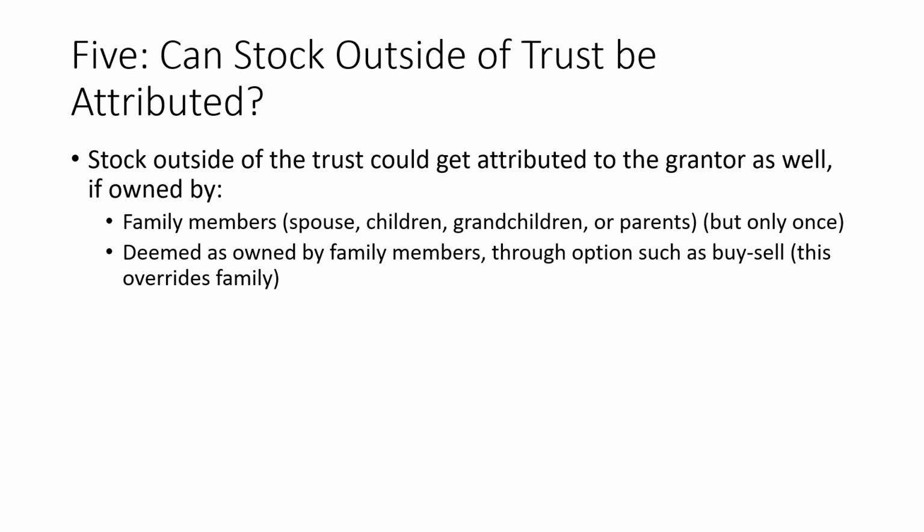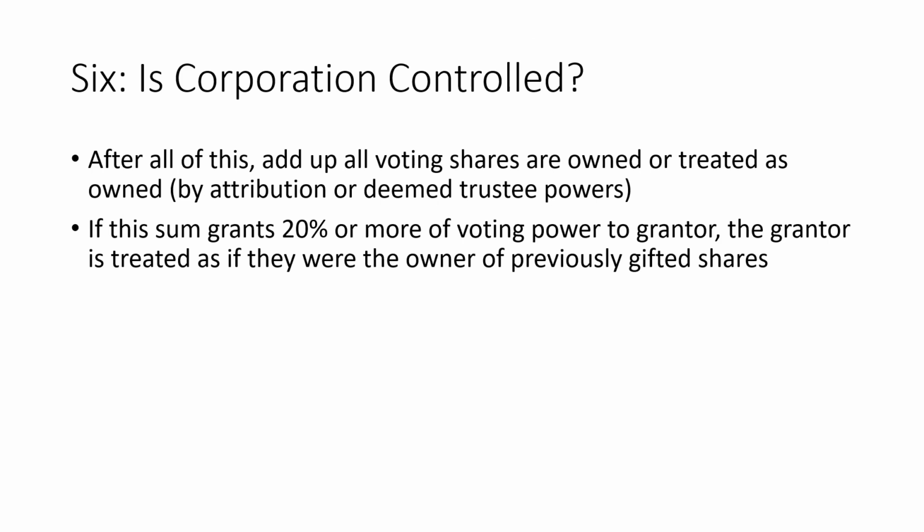That could be the case if, for example, you have family members who own stock, because you could have attribution once from them to the decedent whose estate we're looking at. And you could have stock that's also deemed to be owned by family members, maybe through an option such as under a buy-sell agreement, which could also create further attribution back. Now, once all this is done, you need to look at it as a whole and see how much voting power could be attributed back to the grantor. In other words, how many shares are deemed to be owned by the grantor or donor in this case.